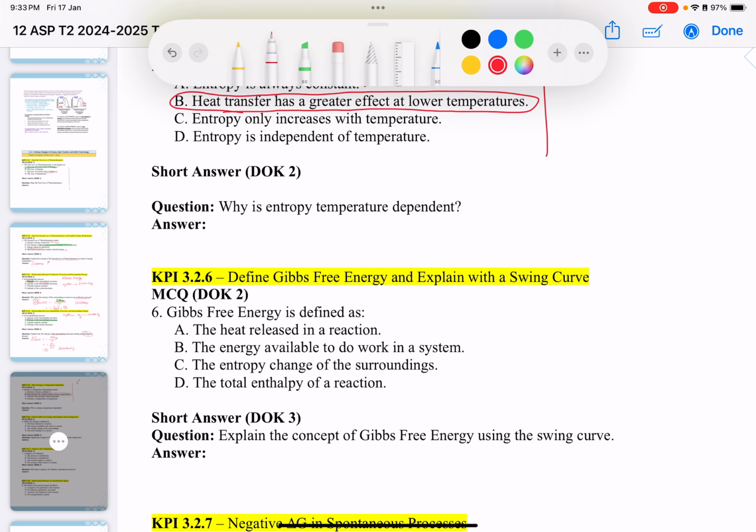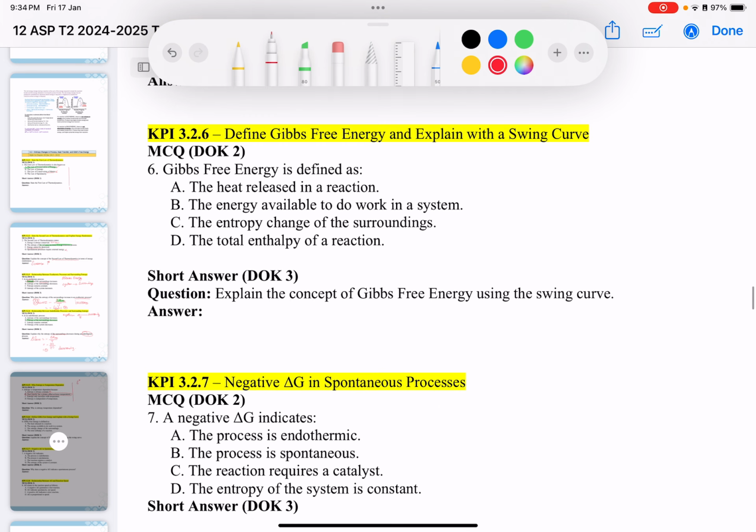Why is entropy temperature dependent? At lower temperatures, the effect of heat transfer on entropy is more significant because the energy change represents a larger fraction of the total thermal energy. If you look in that table, I think on page 20 or 21 of your notes, you will notice that the entropy increases a lot if the temperature is low and increasing, while at higher temperatures the change is not that significant, but there is a change.